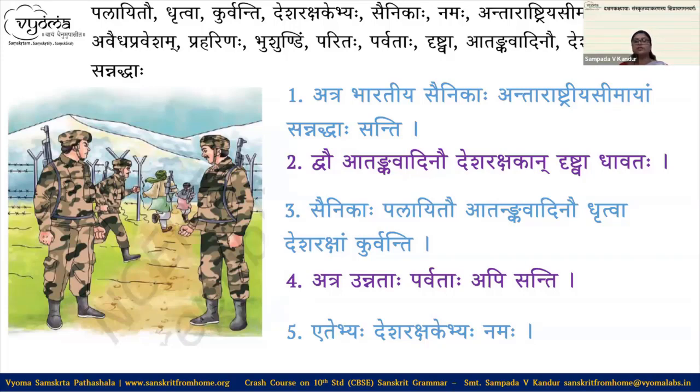So we have all the words in the Manjusha. Now you have to rearrange the words, try to frame a sentence. Again, whatever the words are there, you can see those words. Palaitau, drutva, kurvanti, rakshakebhyah. So we have seen where you say namaha, it is always chaturthi vibhakti. So you can frame a simple sentence. Desha rakshakebhyah namaha.